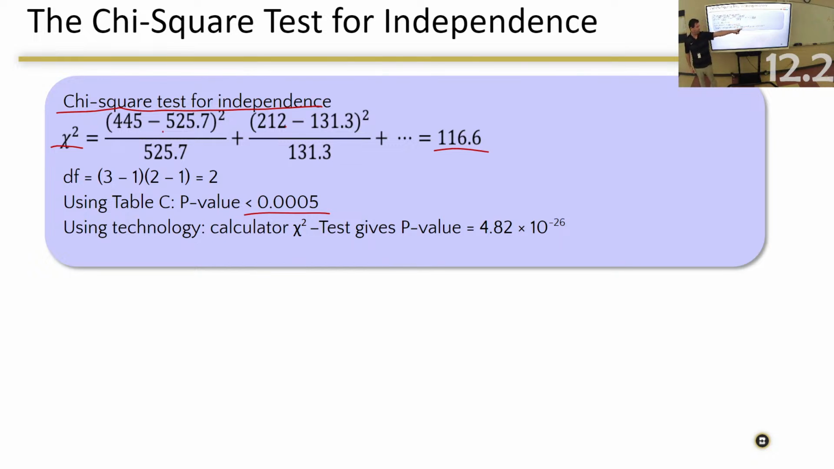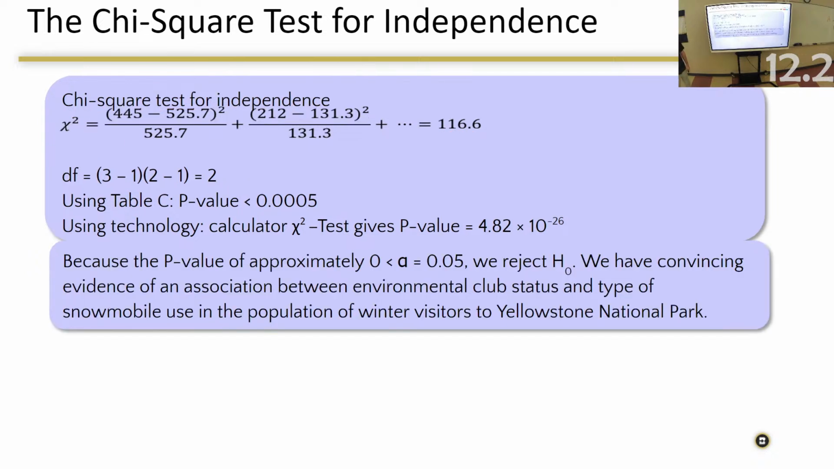Please don't put down that the p-value is 4.82. Please. DF is 2. Your calculator gives you all that stuff. Because P is so darn small, we've got to reject. There is an association.